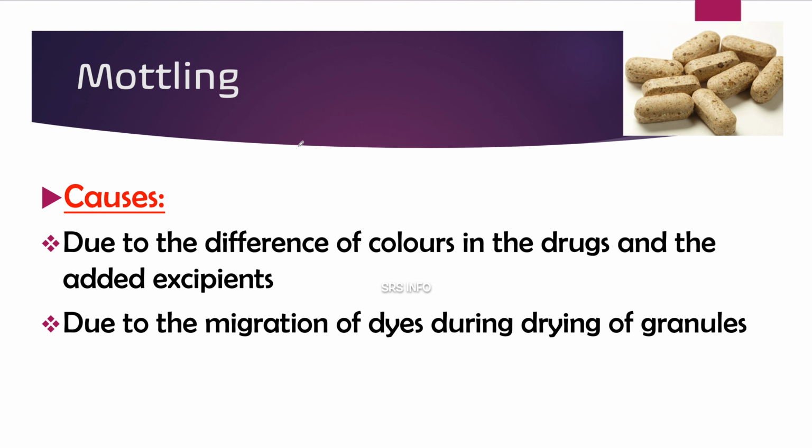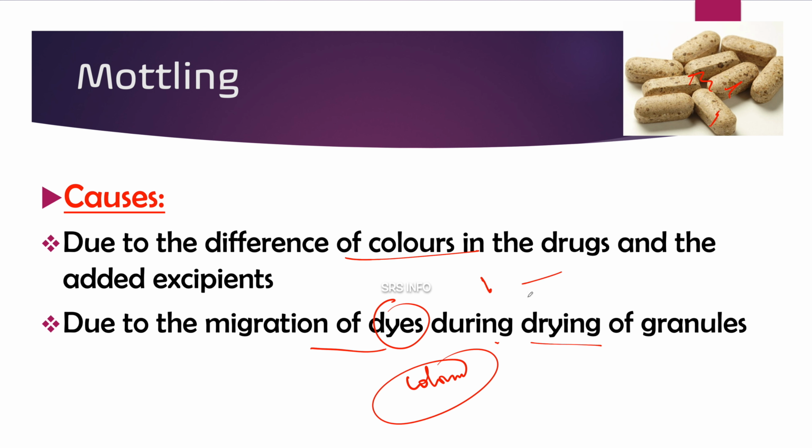And what are the main causes of mottling? The most important and simple reason is the difference of colors in the drugs, by which it appears in different shades. The second is the migration of dyes during drying of granules. The dyes means the colors we add to the tablet granules. During drying, if the dyes are not evenly distributed and migrate to other parts of the granules, then at the time of preparation of the tablet, this migration will show up as different shades.